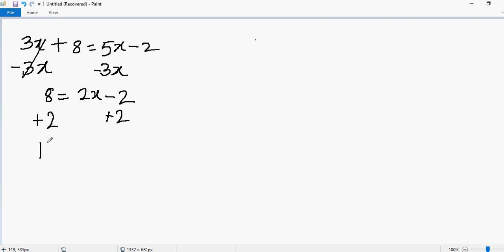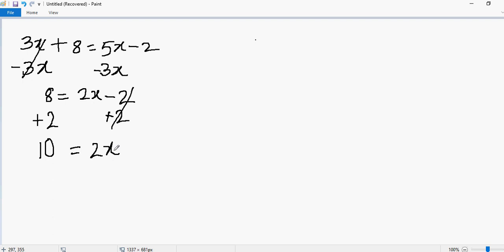Now I'll add 2. Now this is just simple. 8 plus 2 will be 10, which is equal to, now I have 2x. And you have to make sure that you can add 2 to the number, but you can't add a number to a variable. So you have to keep in mind that you add or subtract variables with variables and numbers with numbers. Now 2 and 2 cancel out each other. So what do I have? 10 is equal to 2x.